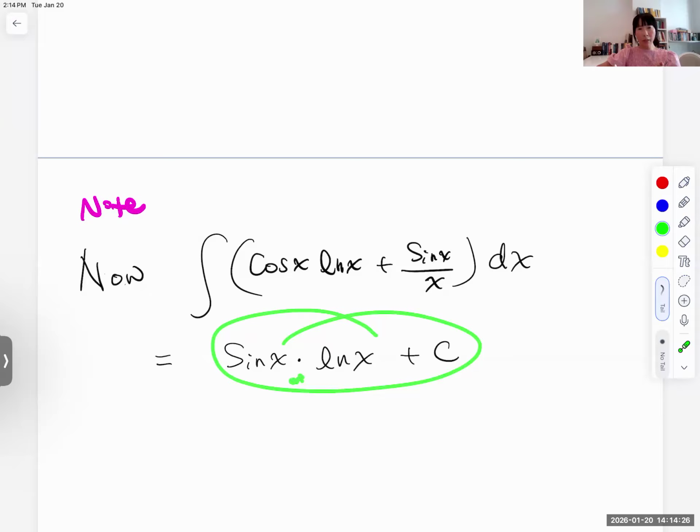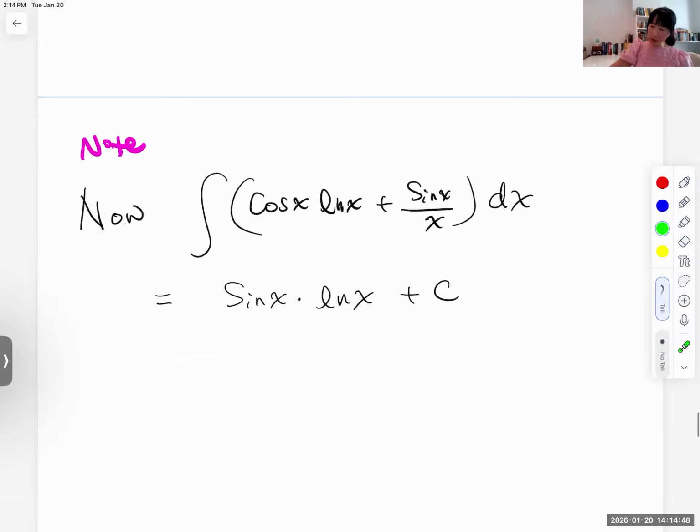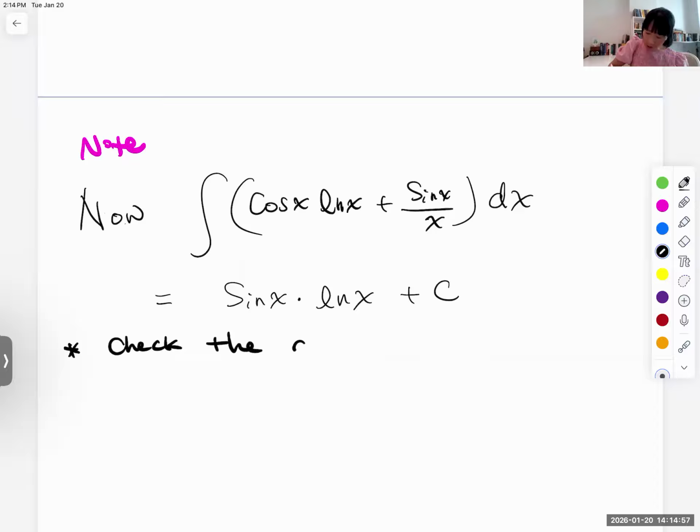Given the answer, it's easy to check the solution, right? So let's check whether this one is an antiderivative, the integral of this one or not. So let us do that. How do we check? Derivative, right? So let's take the derivative, check the solution, check the answer.